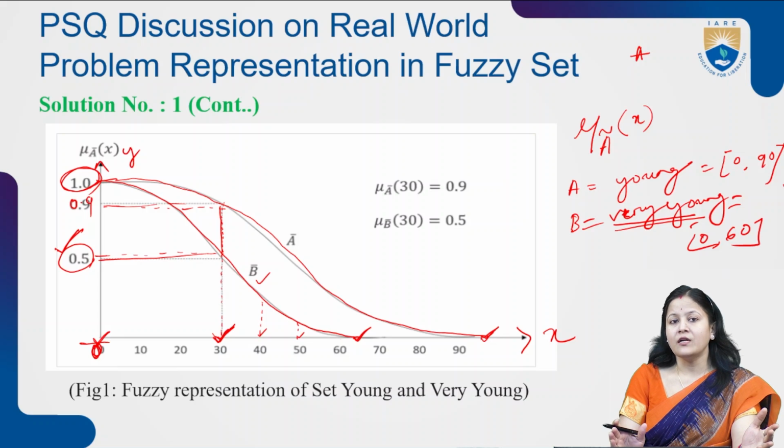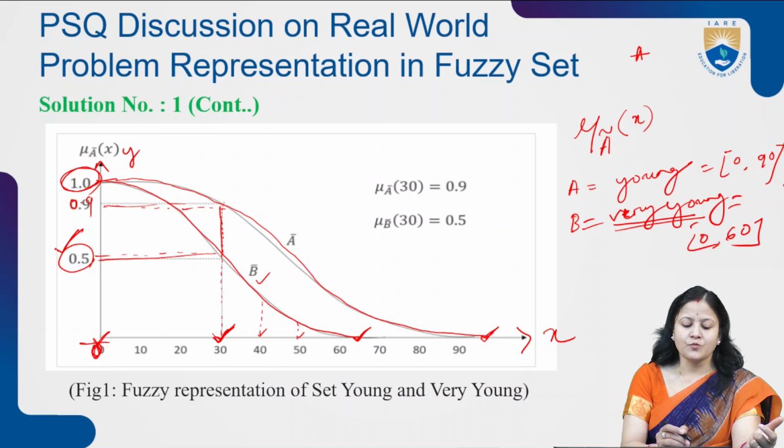So what we have understood here is that we have considered two sets. One is the young set, another one is the very young set. A represents the young set, B represents the very young set, and their respective membership values are on the y-axis.